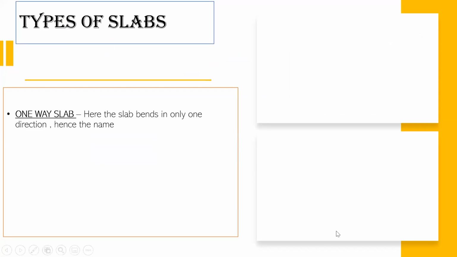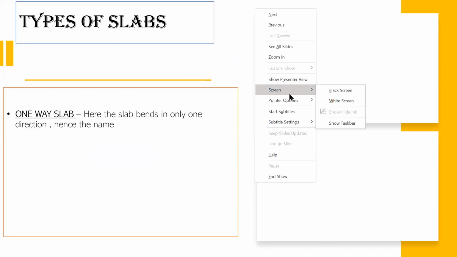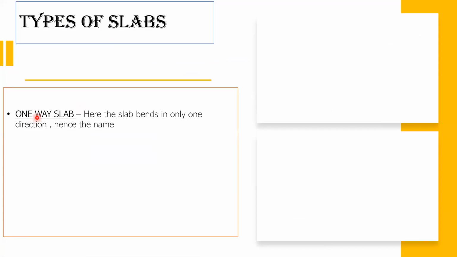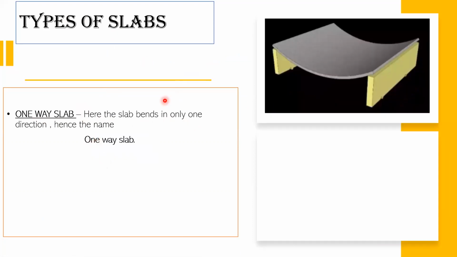So what is one-way slab? Here the slab bends in only one direction. Hence it is called as one-way slab. So we'll try to see this. See, this is a support what I have, right? This is my one support and this is my second support, the one which is yellow in color.